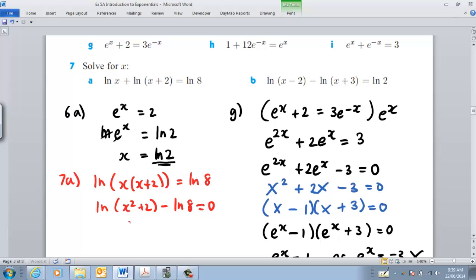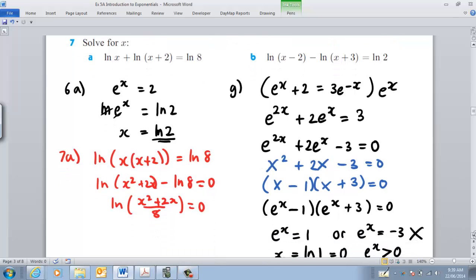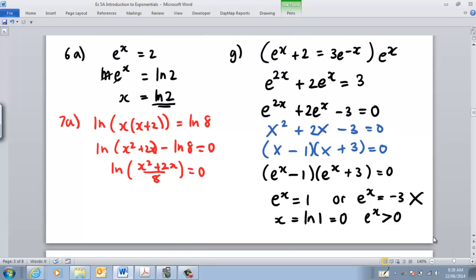So therefore I can combine that again as ln of (x squared plus 2x) all over 8 is equal to 0, isn't it? So I'm solving this for x. Now, in other words, I could put these both to the power of e, couldn't I?